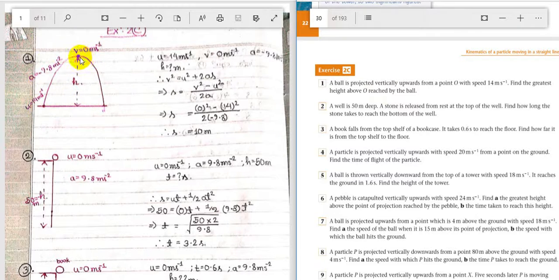It wants you to find the value for the greatest height, that is the difference between its maximum point to its ground level, and the velocity at its maximum point is going to be 0.